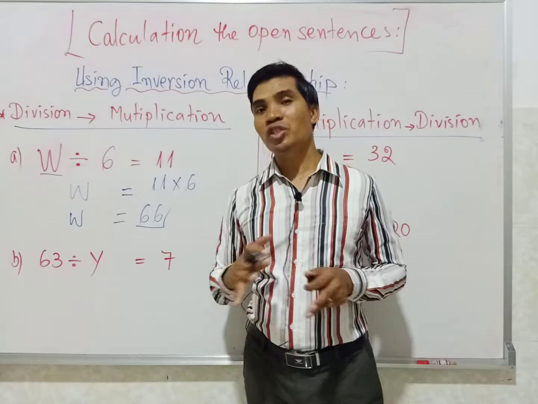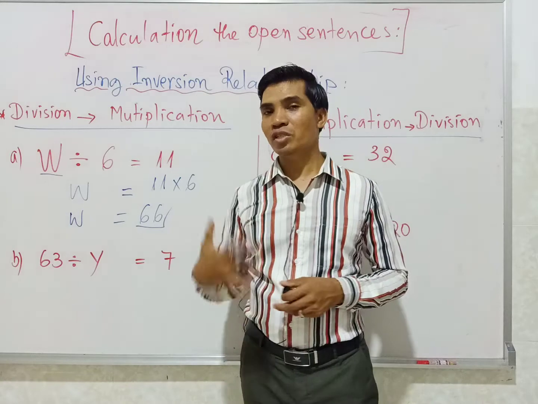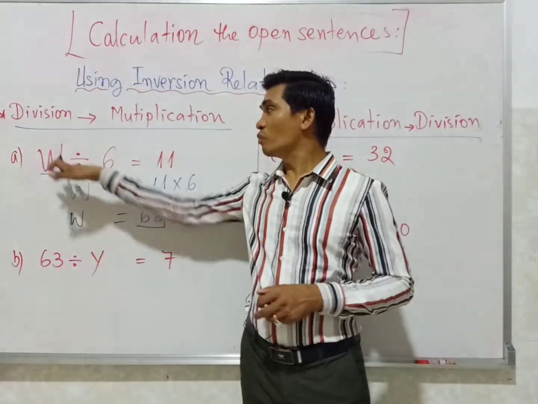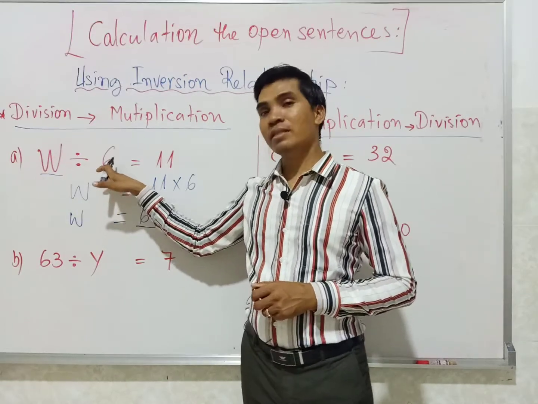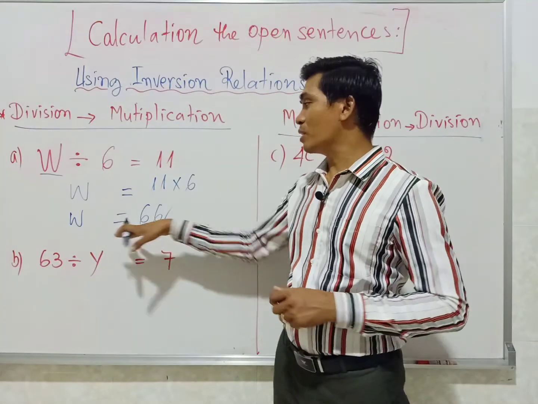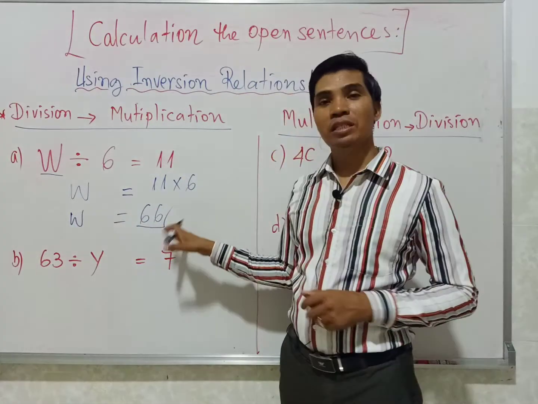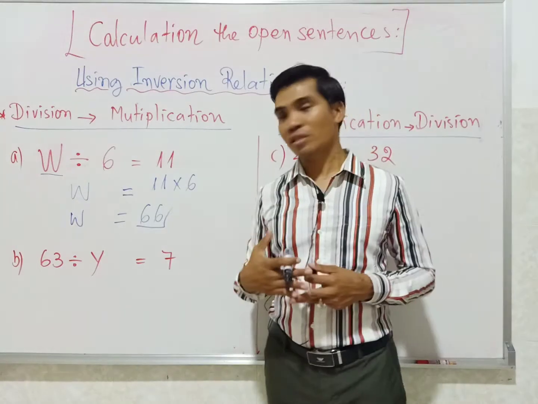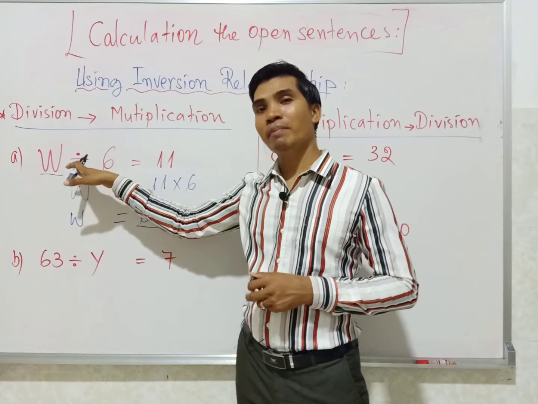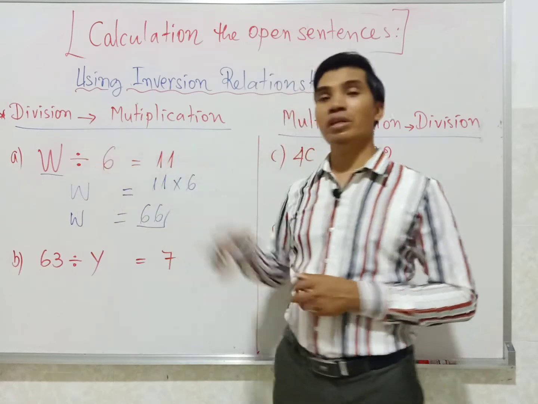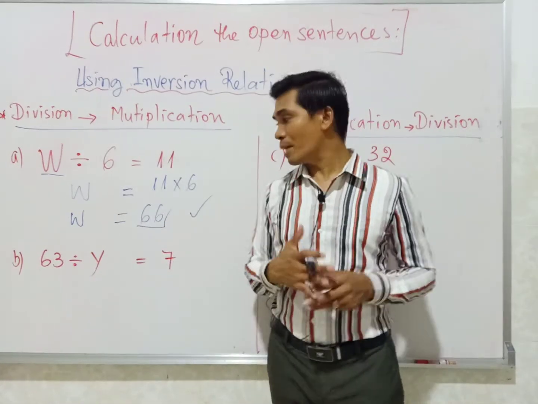So here is the division in the open sentence, and the inverse relationship of division is multiplication. To find the value, we have the number 6 times 11, and you can see here the value is 66, okay. When you check, 66 divided by 6, the result is 11, okay. So here is the result of the value.